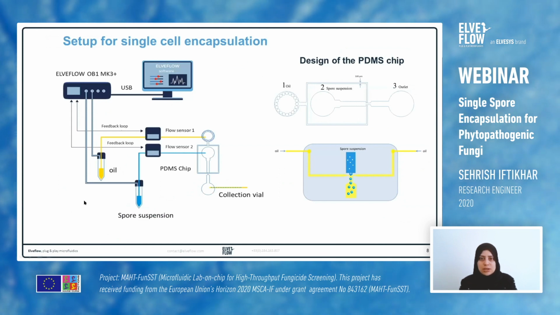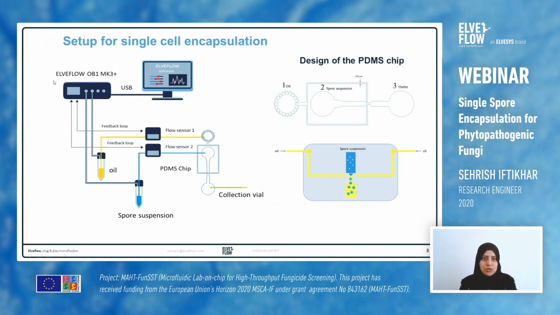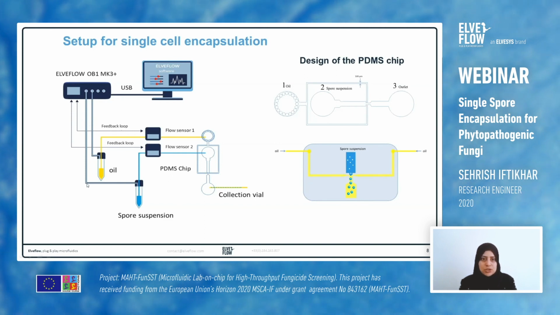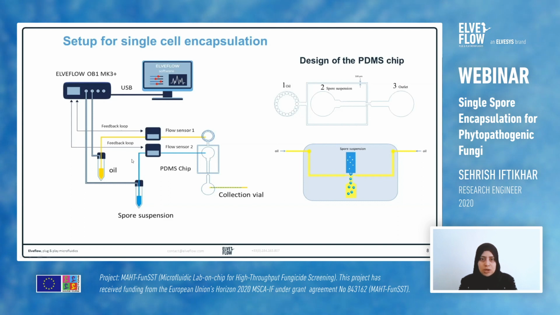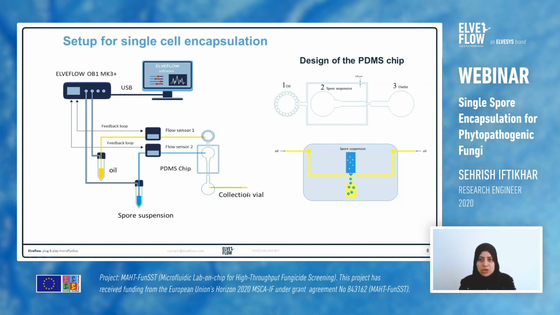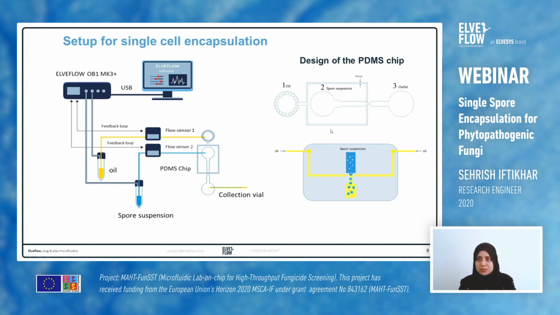So this is the setup for encapsulation of the spores, where we have the flow control OB1, which is connected to the Elveflow software to control the flow of the liquids within the channels, which is connected to two reservoirs. The yellow one is the oil, and in the other one we have spore suspension, connected to the flow sensors to measure the flow, and these are connected to the chips. And after encapsulation, we can collect the encapsulated spores in the vial.